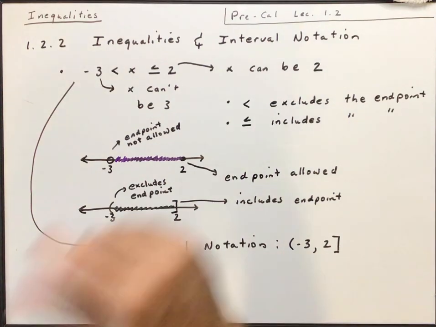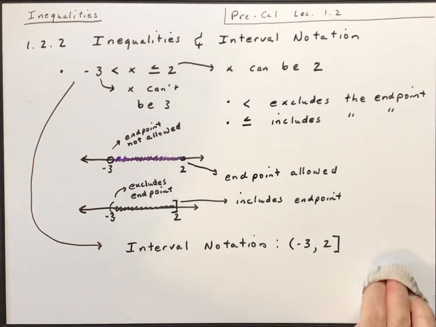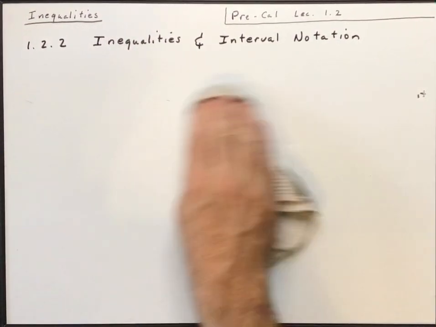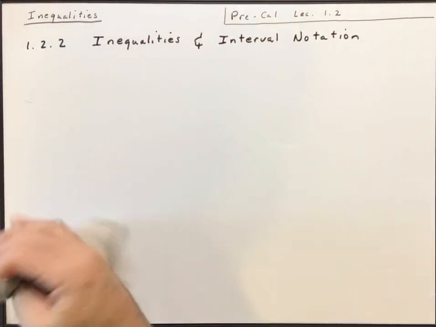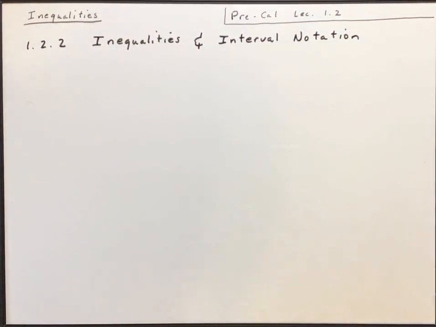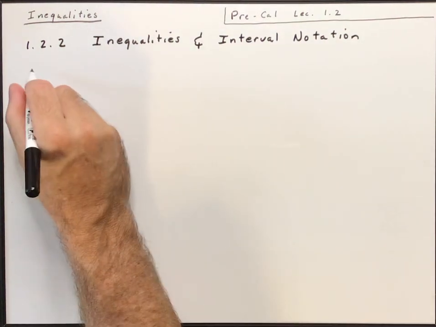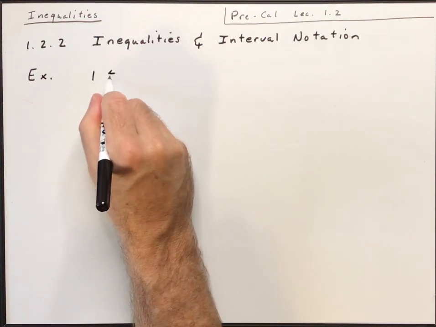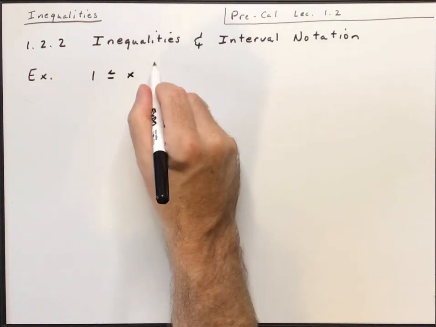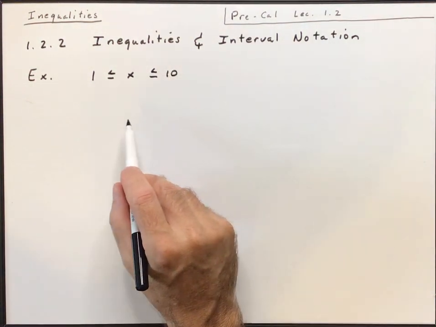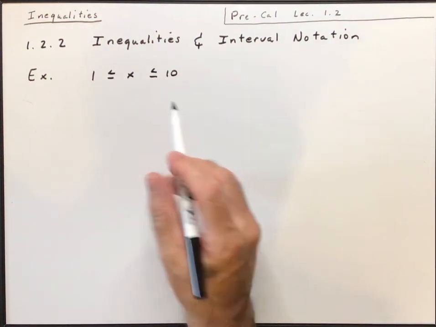Okay, let's do some examples of inequalities in interval notation. So our first example is, let's say we have this inequality, 1 is less than or equal to x less than or equal to 10. I want to express that inequality both as an interval and as a number line.